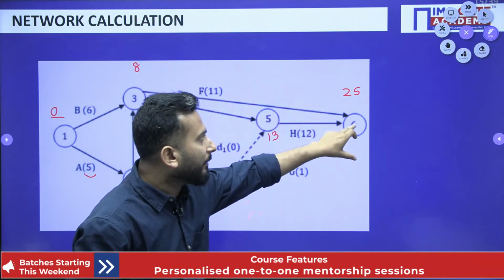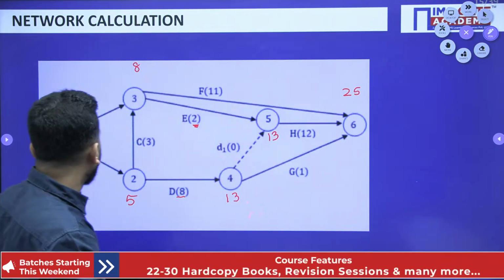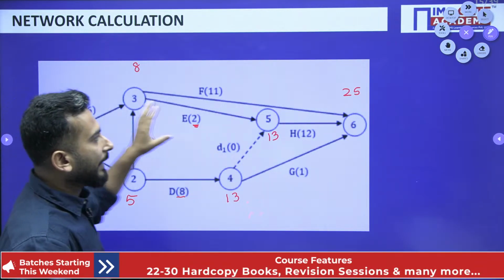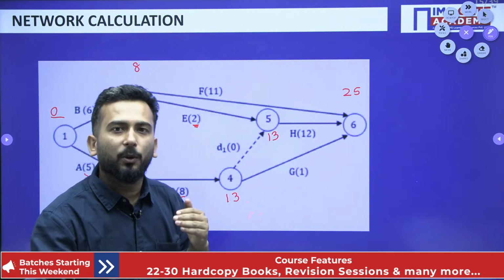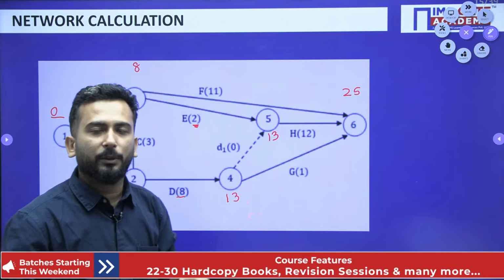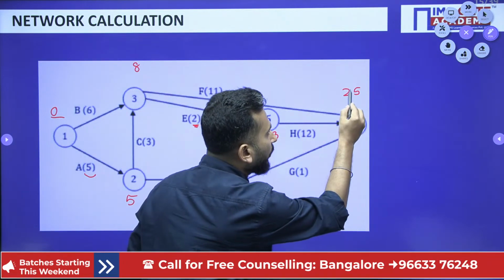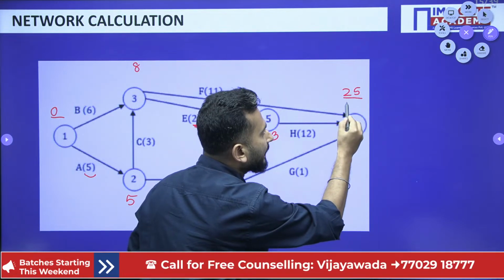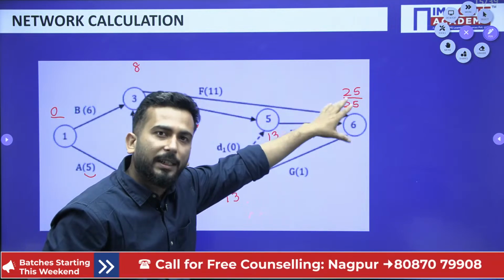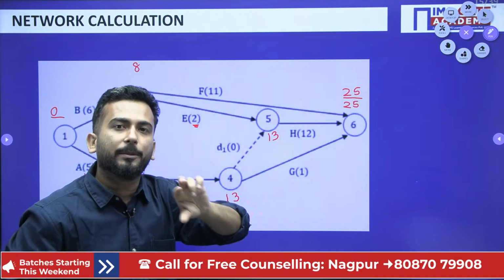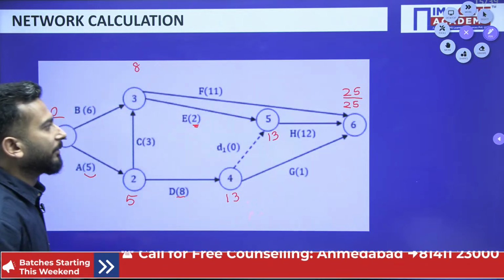For the forward pass I started from event 1 with 0, and I ended up at 6. Now we have to come in the backward direction. That's why whatever calculation you are doing now will be called backward path calculation. Now what you have to do, below this time, you just draw one line and simply write this time, 25. Yes, I'm focusing on the mathematical part, because I need you to understand how to calculate everything.